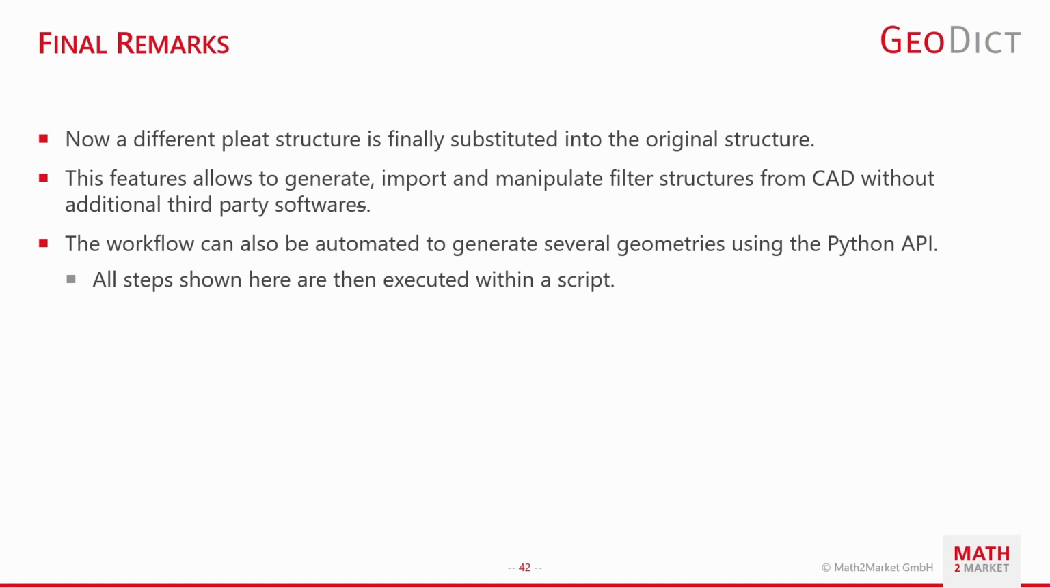In this workshop, we generated a cylindrical pleat structure with different pleat counts and substituted it into the original structure. Using this feature, we are able to generate various geometries beforehand without using additional third-party software. To further increase the productivity in large parametric studies, the structure generation can also be automated using our Python API. Here we can set an array of parameters which we want to vary, and the structures are generated automatically.